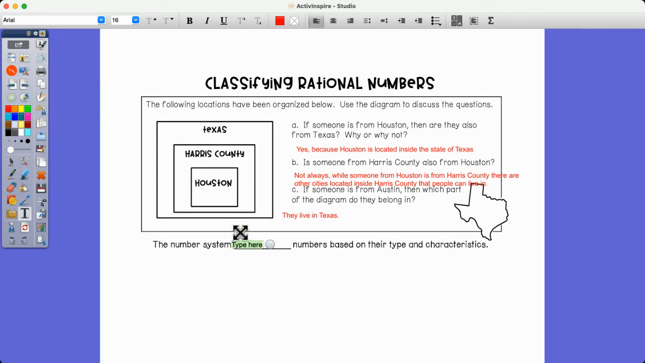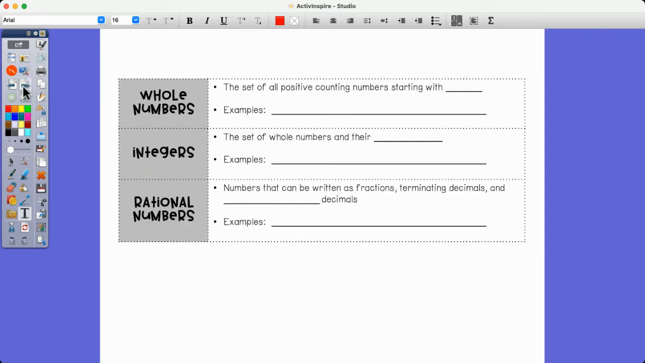The number system classifies numbers based on their type and characteristics. Okay, we're going to move on. Okay, we're going to look at the different types of classifying numbers. So we're going to start with whole numbers. And these are the positive counting numbers starting with the number 0. Examples include 0, 1, 2, 3, 4, 5, etc.